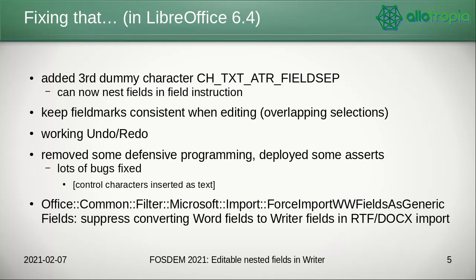All of this work is in the release 6.4. So we have first added a third dummy character for the field separator. This means that we can now insert the field instruction also inside of the paragraph text. And with this, we can represent nested fields. We can have a field mark inside of the field instruction now. So that solves our major feature gap here, basically.